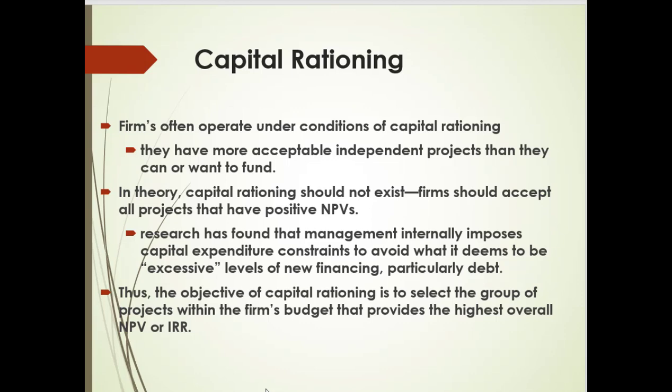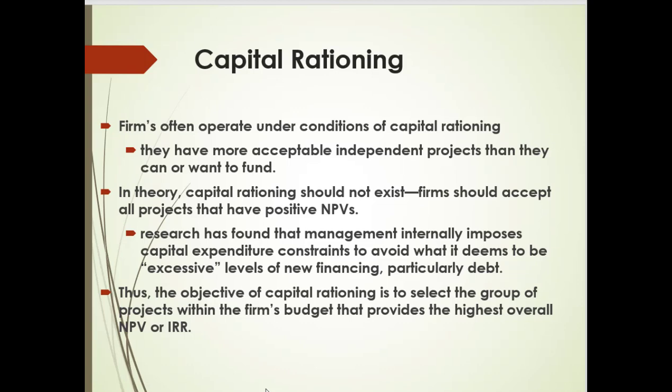So sure, many of us have heard our companies say, next year, we're going to spend $20 million on capital budgeting. That's our budget. That's what we're going to spend. That is an example of capital rationing. In theory, capital rationing shouldn't exist, right? Firms should accept all projects that have positive net present value. When companies internally impose these constraints, they do that to avoid what in their mind deems to be excessive levels of new financing, especially debt.